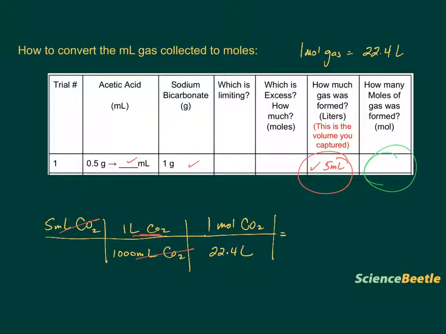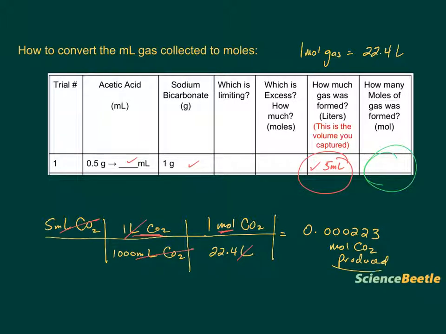If we do the math here, we're going to come up with a very specific amount. So if you grab your calculator and do the math here, what you're going to wind up getting is, if we take 5 and divide that by 1,000, and then divide that by 22.4, that's going to give us the following number, 0.000223. But the units here, because they do cancel, liters cancels with liters, we're going to be left with moles. So that final answer here is going to be moles of CO2 produced.